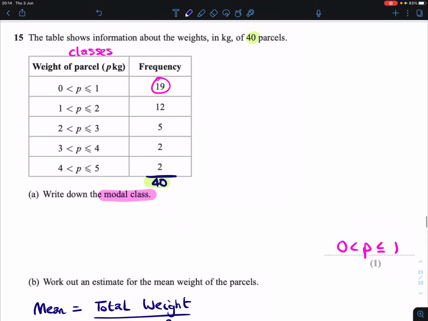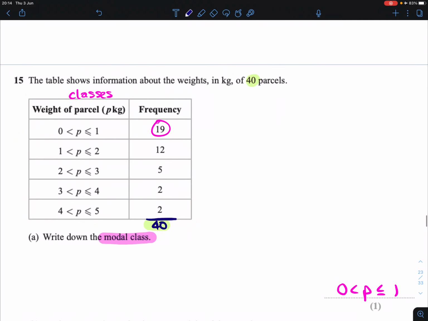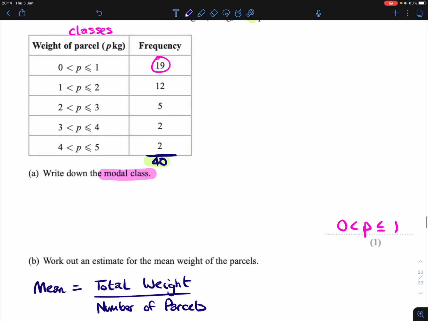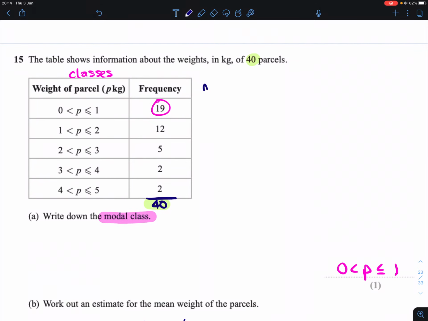Now, we don't know the exact weights of these parcels. We know the classes, the groups that they fall into. And for each group, there is a minimum and a maximum value. And how we go about dealing with this in terms of our estimate is that we pick the number that's in between. So these are referred to as the midpoints. You could say the mid-interval value. It's another way of saying it. Either way, it's the middle of each group, the middle of each class.